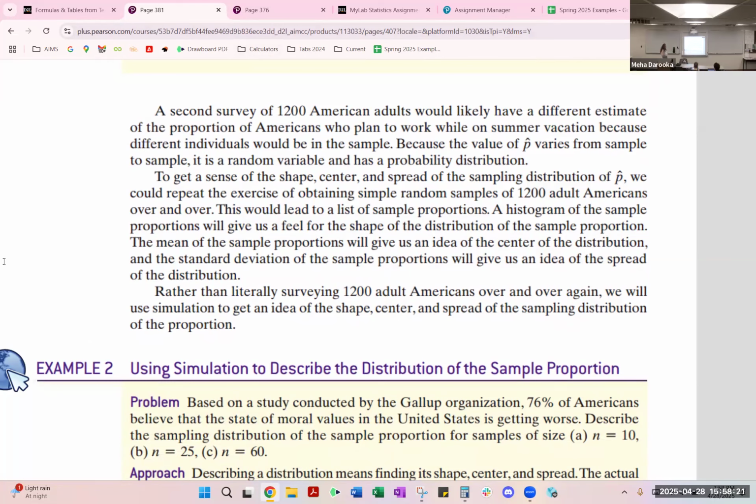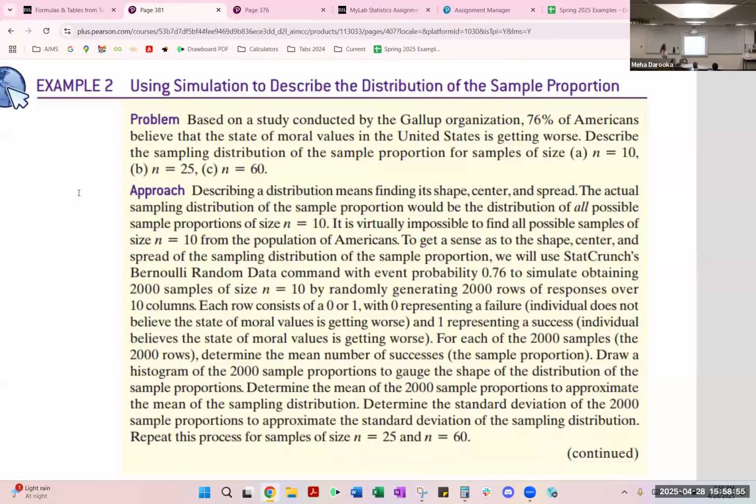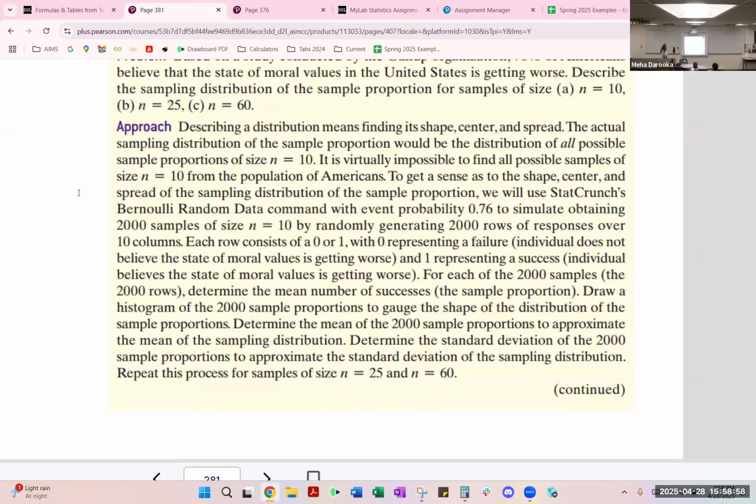So again, they're saying to get a sense of the shape, the center, the spread, we could repeat the exercise where we keep getting those 1,200 random samples of Americans over and over again. And then, of course, we could build our sample proportion based on that. We could get a histogram, which would then tell us the shape. We could get a mean, we could get a standard deviation. Pretty much everything that we did in section 8.1, but instead of working with sample means, here we're talking about sample proportion, which is that p hat calculation of x divided by n. So what would that look like in a probability distribution here?